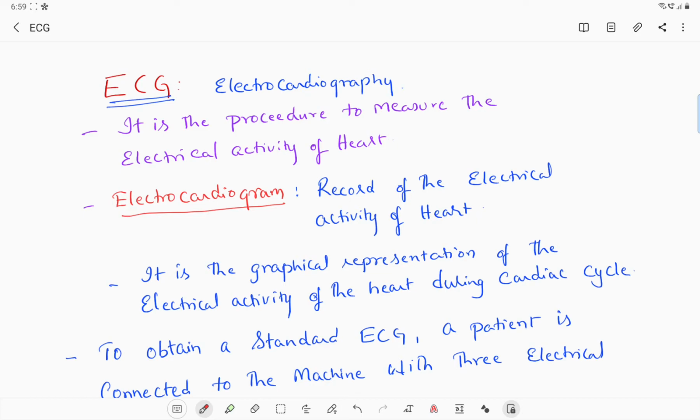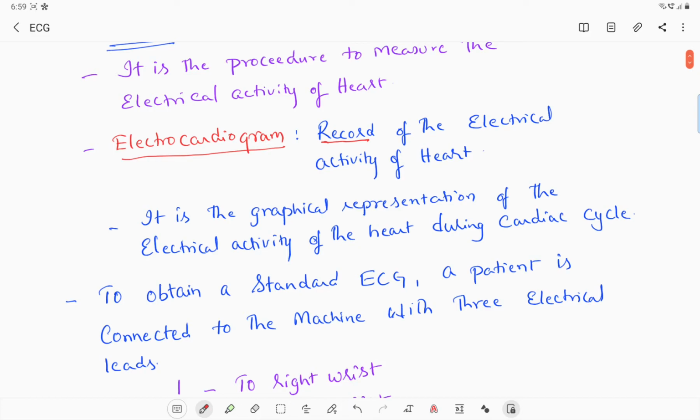Then what is meant by electrocardiogram? Electrocardiogram is the record of the electrical activity of the heart. It is the graphical representation of the electrical activity of the heart during the cardiac cycle.